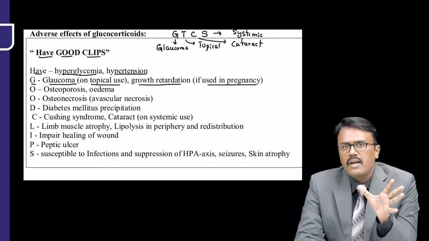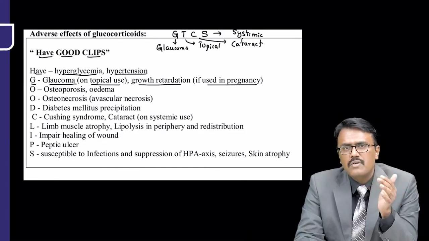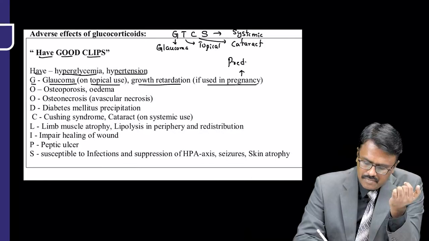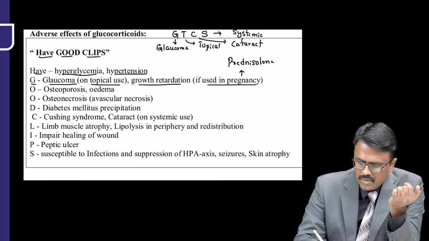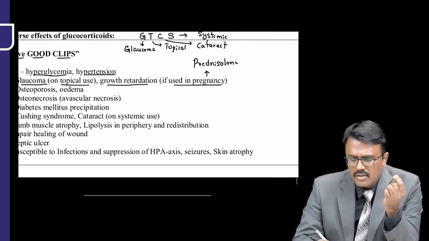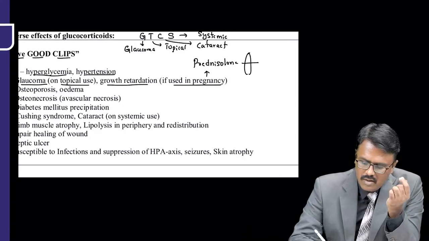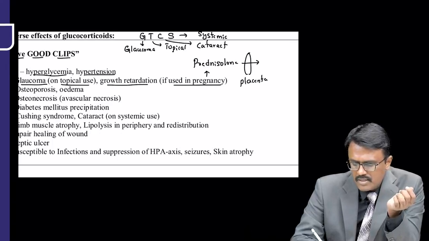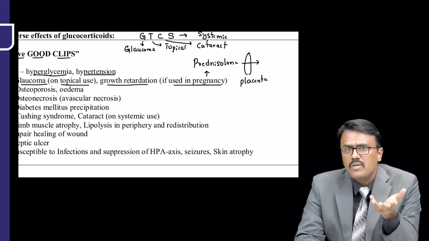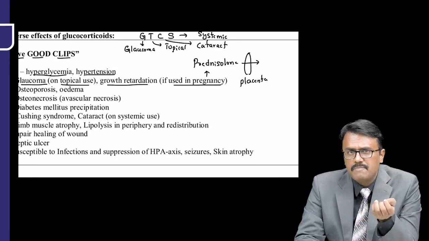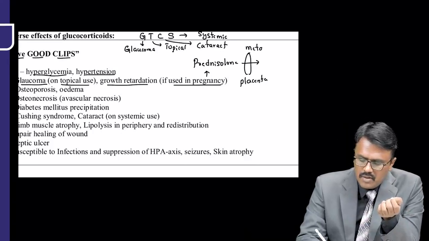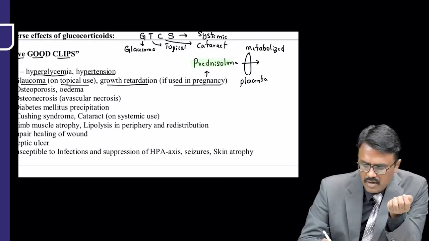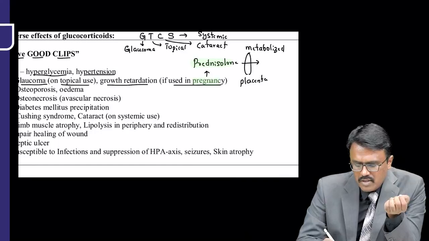Suppose a pregnant woman has an autoimmune disorder and you want to use steroid for a very long period, then what to do? The best steroid in pregnancy will be prednisolone. So long term, if you want to give it in pregnant women, the best one is prednisolone. The reason is prednisolone will not be able to cross the placenta. If it doesn't cross the placenta, then where is the question of growth retardation in the baby, that is the fetus. Now why is it not able to cross? Because it is metabolized by the enzymes in the placenta. So in pregnancy, if you use it for a very long period, then the preferred one is prednisolone.